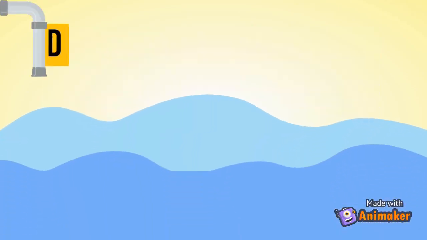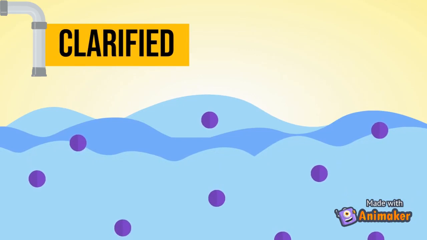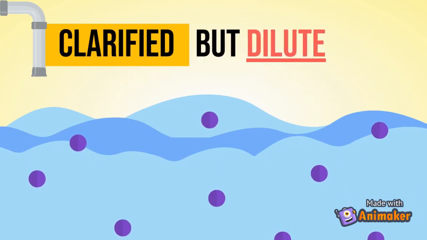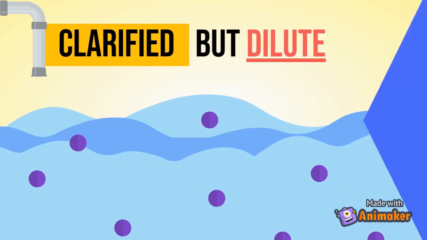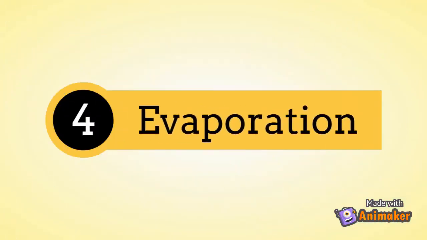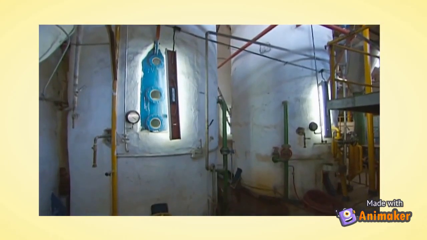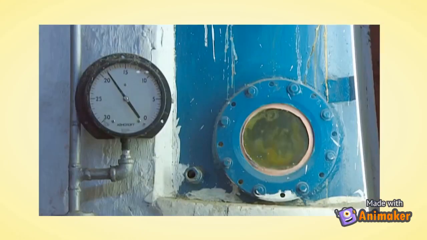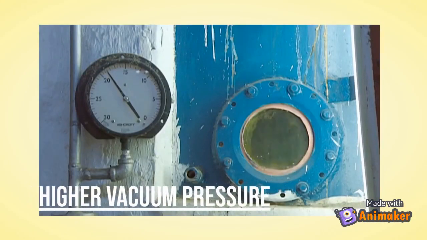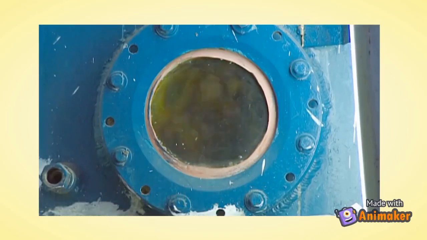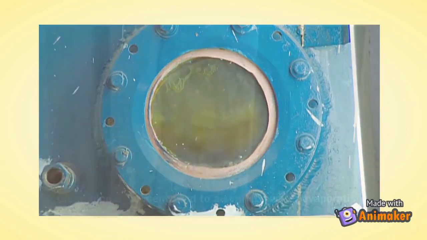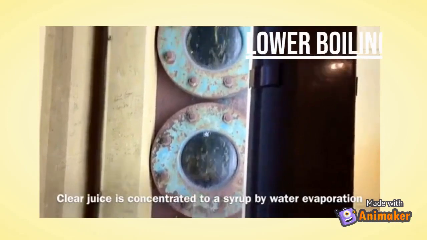Once the juice is clarified, the sugar liquor is ready for sugar production, except that it is quite dilute. To concentrate this clarified juice, water is removed through a series of evaporators. Each subsequent evaporator has higher vacuum pressure than the previous one. This setup allows the sugar juice to boil at lower temperatures.